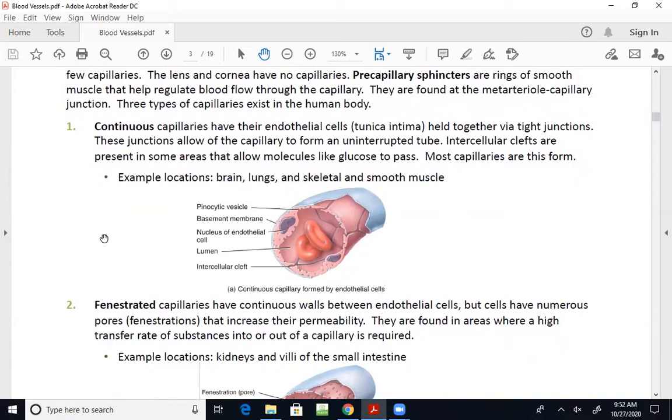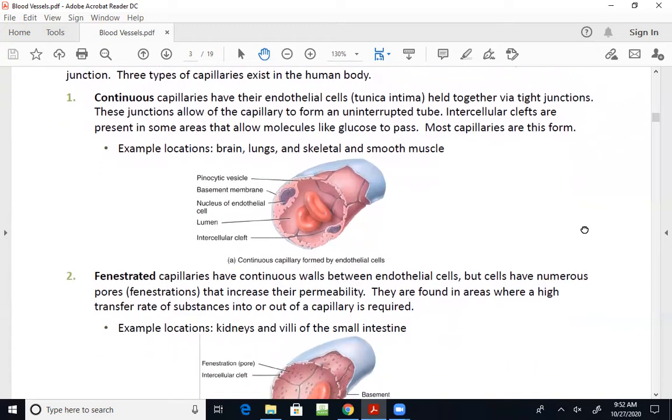Associated with the capillaries are precapillary sphincters, rings of smooth muscle that help regulate blood flow through the capillary. And they're found at the junction between the metarteriole and the capillary. We'll talk about precapillary sphincters when we shunt blood flow here in just a couple slides. I'll show you a picture when I talk about it.